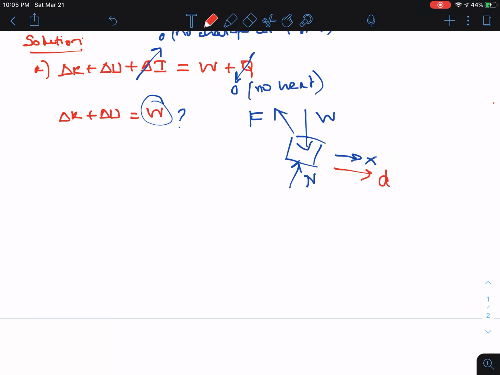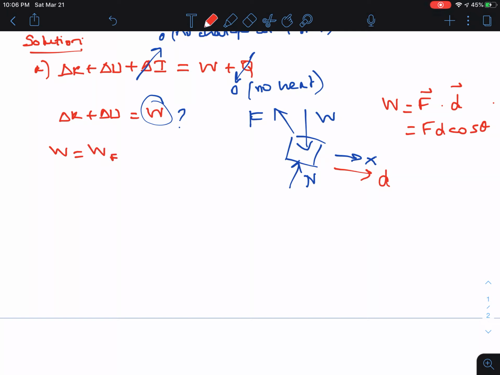So the work term definition is F dotted with D, right? And in magnitude, it is FD cosine theta. Okay, because it's a dot product. So keeping that in mind, we are going to think about that work term first. So what is that work term? W_A has three parts because there are three forces, so I'm just going to write them.